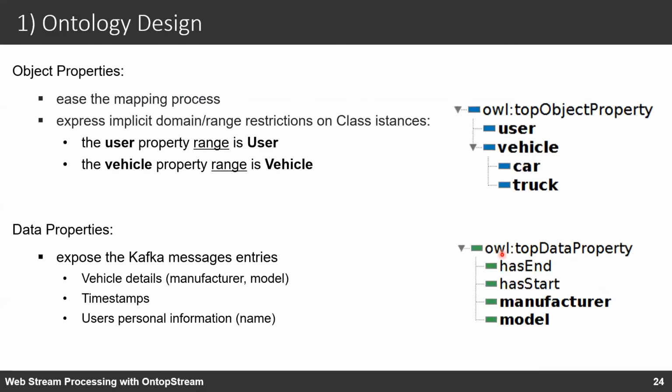Then after designing the classes, we need to design the relations, which are also called properties in the semantic web world. So we need to define some relation between our objects. In particular, we define the user property, which is a relation from a vehicle to a user. So a vehicle has a user who has rented it, and there is also the vehicle property which connects the users to the vehicles. So the user rented the vehicle.